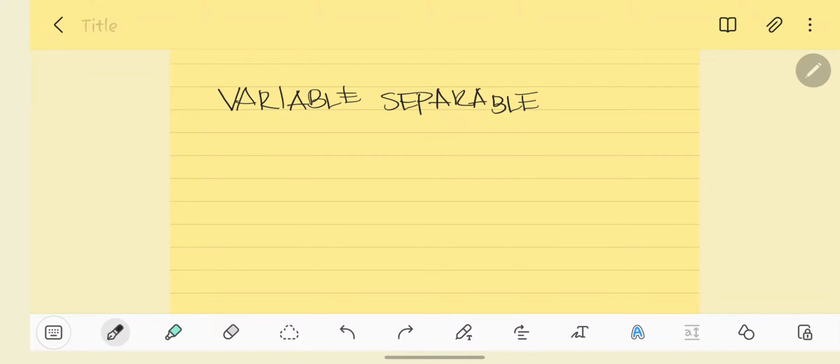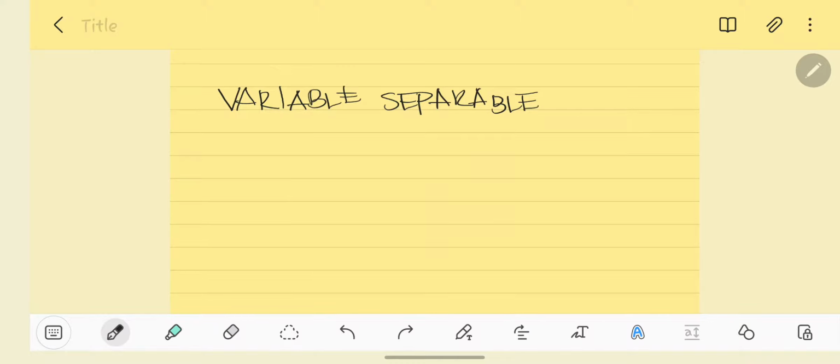Welcome to differential equations discussion. So variable separable is our topic today. Variable separable is the first technique for finding the solution for a differential equation. But this only applies to first order equations and only in certain cases.